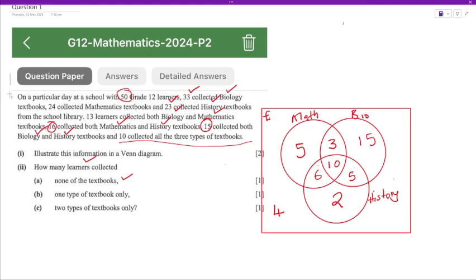Are there any questions? If there's a question, you can raise your hand. I'll give you an audience, and then you can ask your question, or you can simply type in the chat. Otherwise, we're done drawing our Venn diagram. Let me just check in the chat if there are any questions.